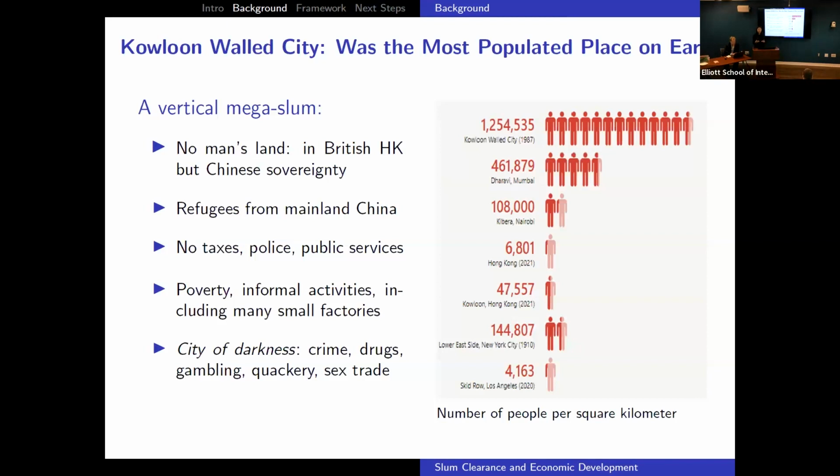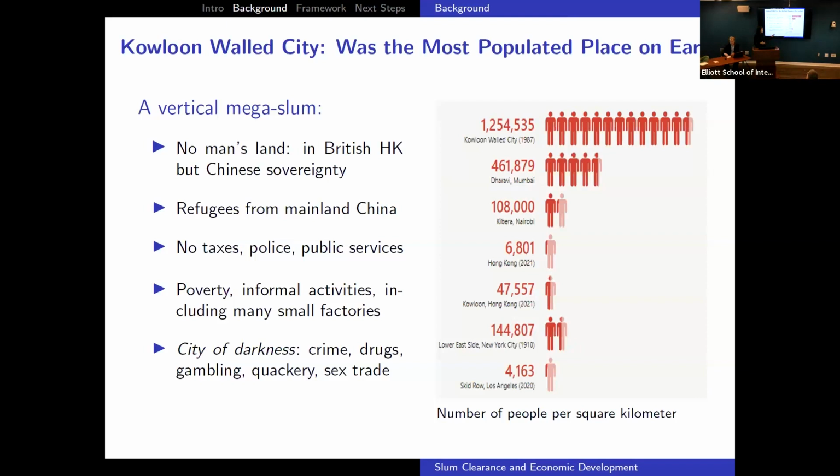It was in the British Hong Kong territory, but was under Chinese sovereignty, and received refugees from mainland China. No taxes, no police, no public services provided inside. The poverty rate was also very high. Informal activities inside, including many small factories. It was the City of Darkness because of the high crime rates, drugs, gambling, quackery, sex trade. And it was the most populated place on earth.